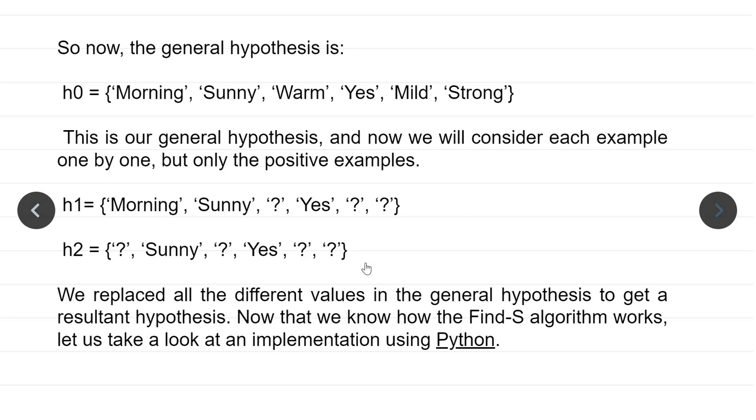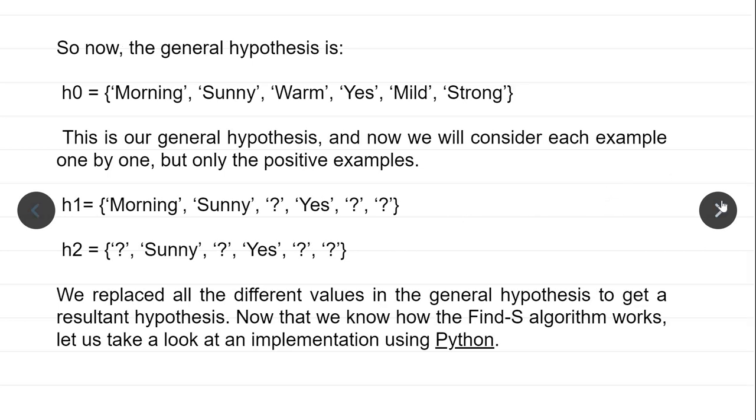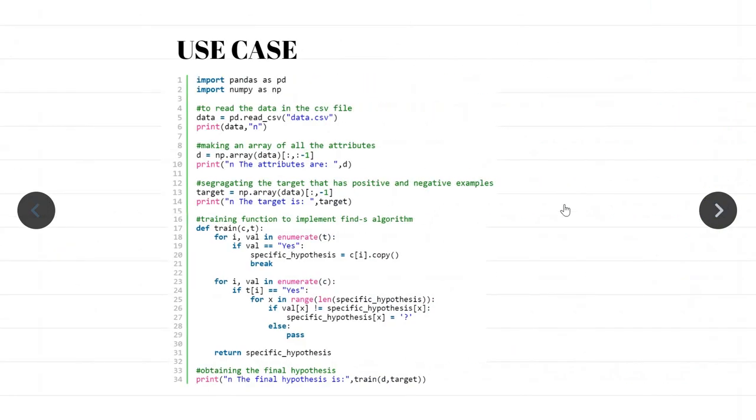Now that we know how the Find-S algorithm works, let us take a look at an implementation using Python. This is the Python code that is used to implement the Find-S algorithm. Before implementing this code, make sure Pandas and NumPy modules are installed on your computer. The data is given in the form of a CSV file. So this part of the code is used to read the CSV file, and this part of the code is used to make an array from all the attribute values that are obtained from the data.